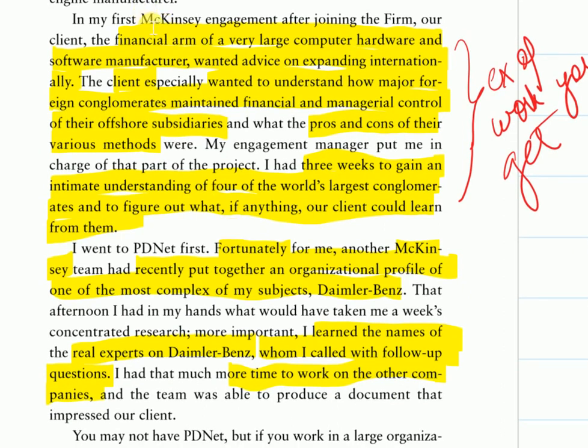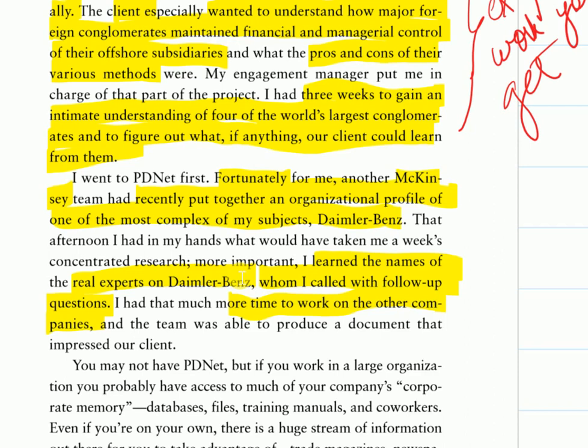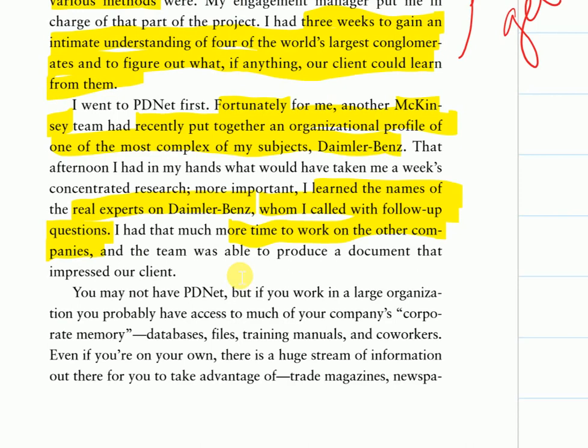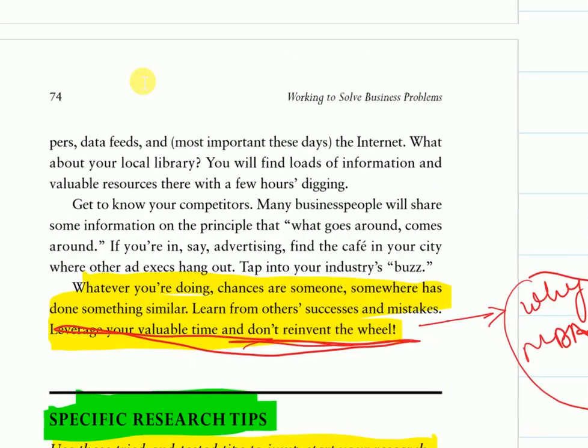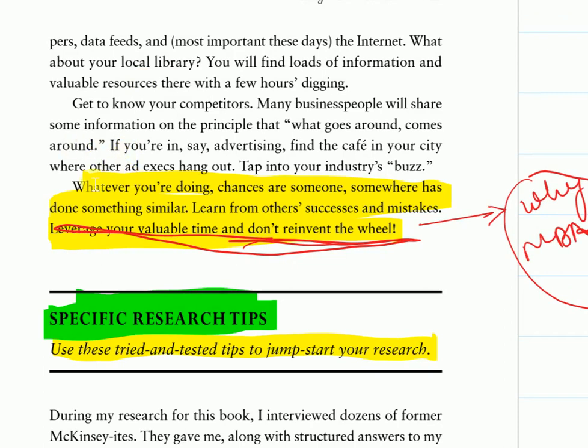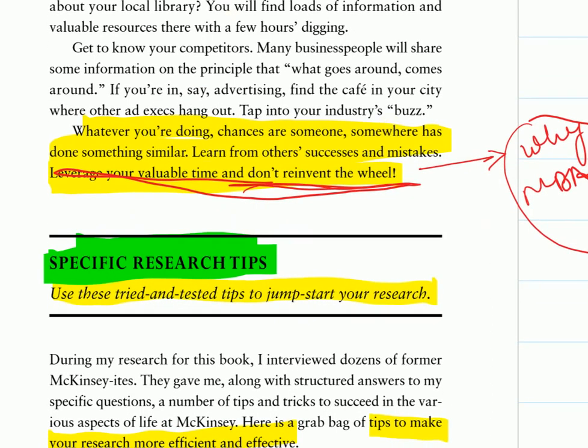Fortunately, McKinsey had just put together an organization profile of one of the four companies. So the author learned the names of the experts of the company, and he had a word with them and asked a lot of questions. This gave him a lot more time to work on the other companies. This is how he used it practically in his life to save time and get more insight. So the author reiterates that whatever you're doing, chances are somewhere someone has already done something similar. Learn from others' successes and mistakes. Leverage your valuable time and do not reinvent the wheel. And this is the reason why a lot of people do an MBA, because they want to learn from the successes and mistakes of other people.